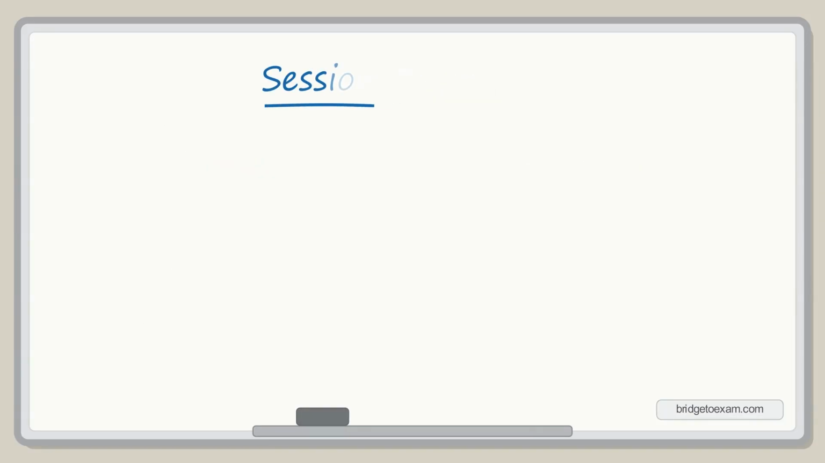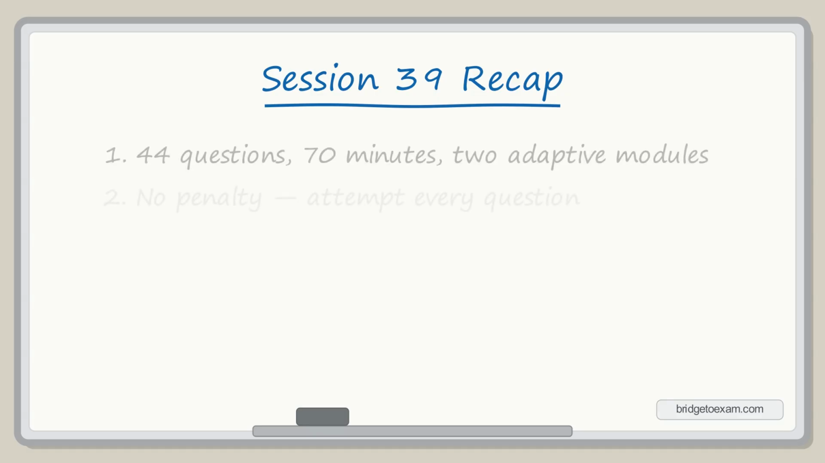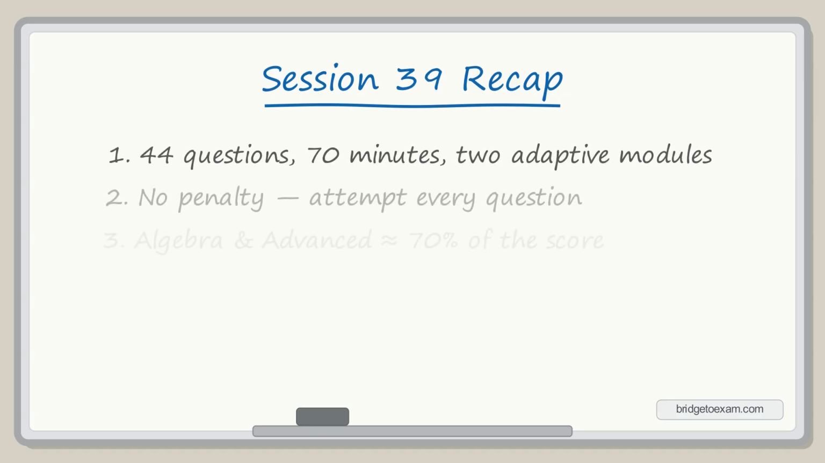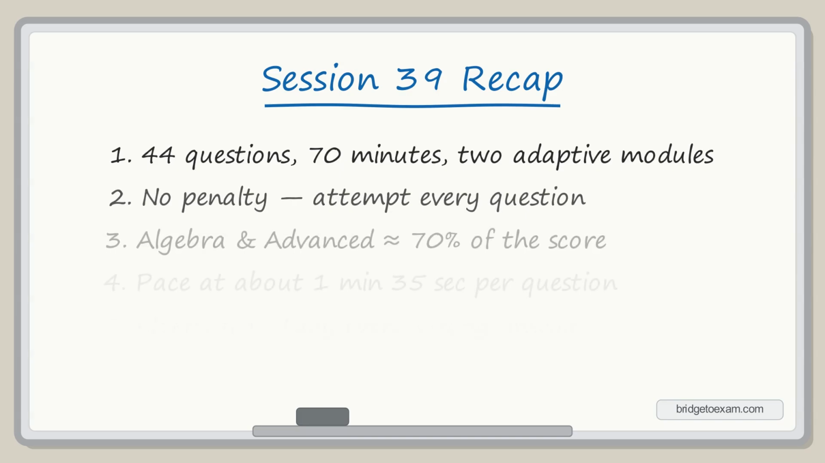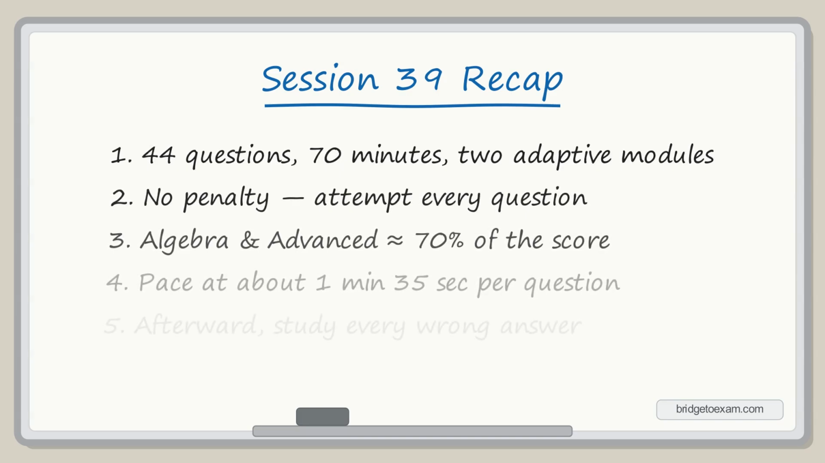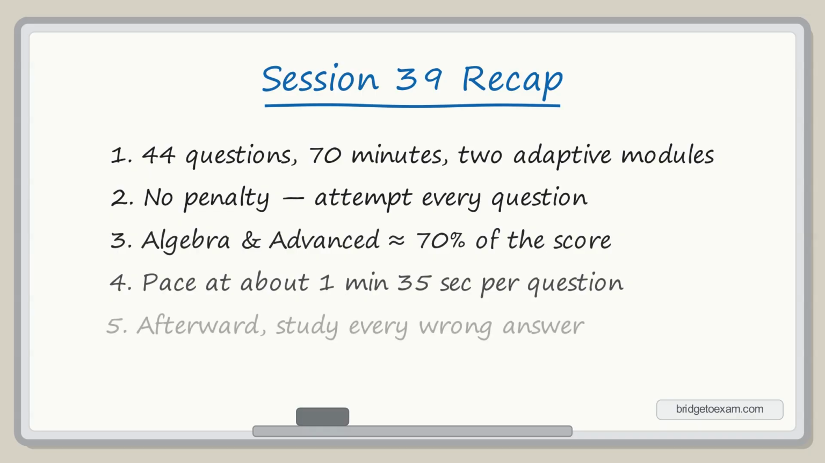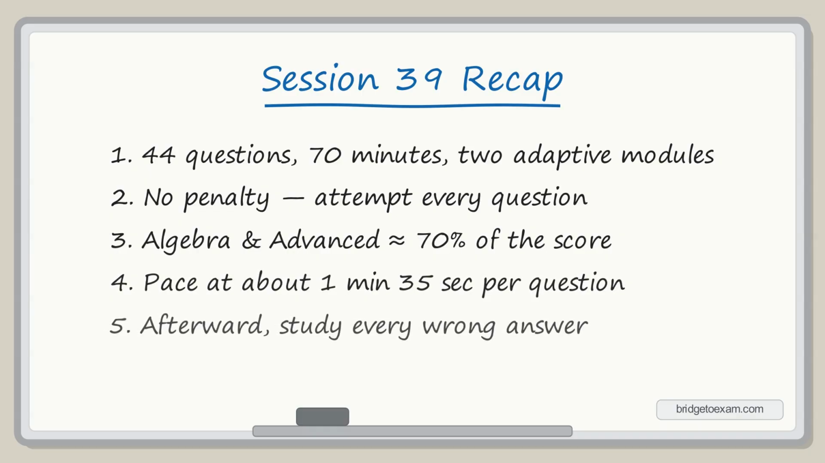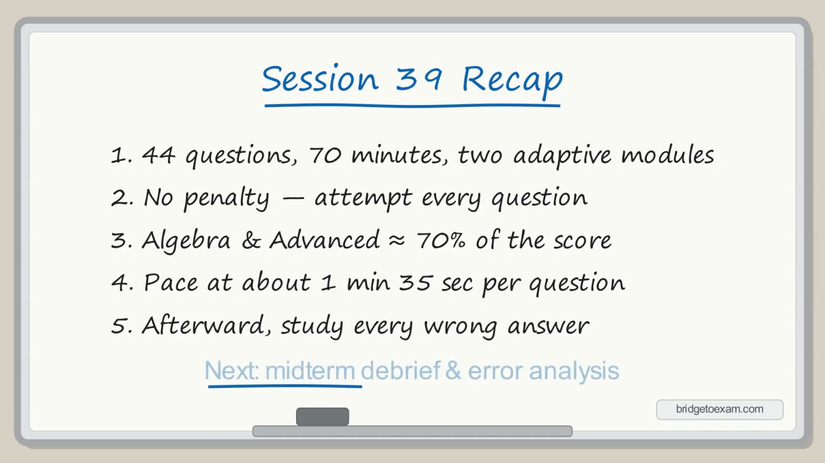Let's recap Session 39. The midterm is 44 questions in 70 minutes across 2 adaptive modules, with no penalty for guessing. Algebra and advanced math carry about 70% of the score. Pace yourself at roughly 1 minute 35 seconds per question. And the single most valuable step is afterward. Study every wrong answer. That's exactly what we'll do next in the midterm debrief.